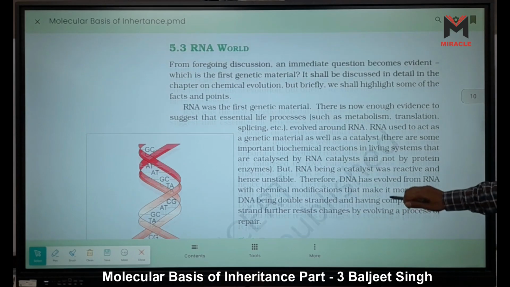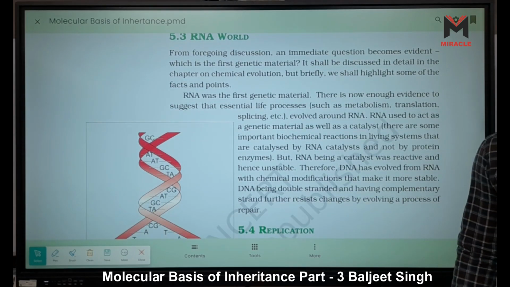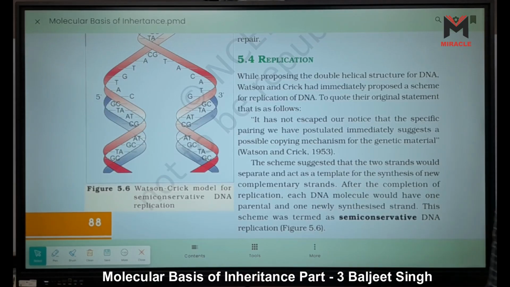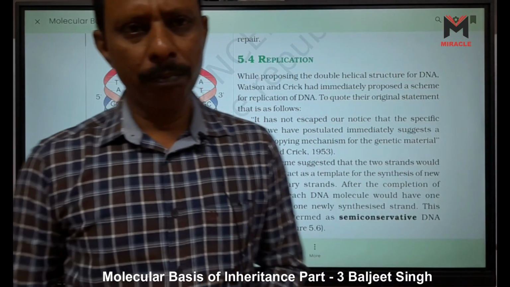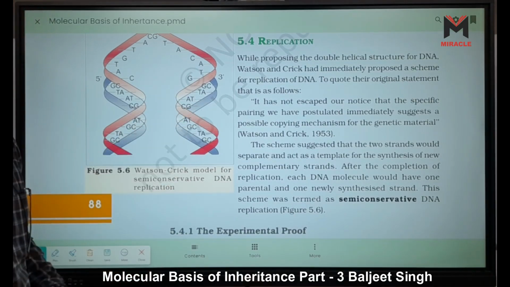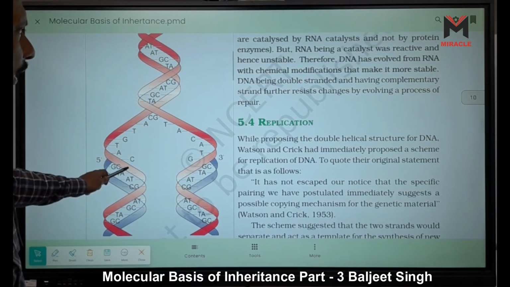So, RNA world means which one is the first genetic material? It is RNA, right? Because RNA is independent. Now, how does replication perform? Replication means a DNA forms another DNA. So, it is a semi-conservative process.